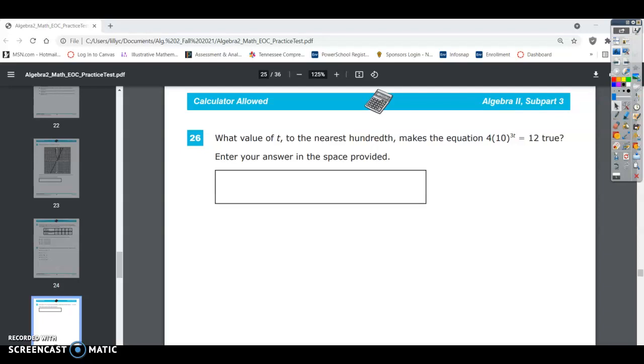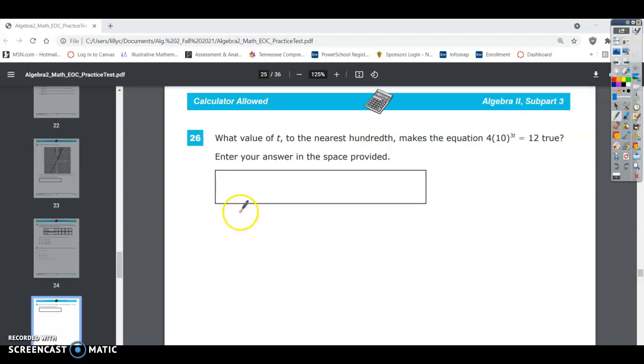Algebra 2, EOC practice test number 26. What value of t to the nearest hundredth makes the equation 4 times 10 raised to the 3t power equals 12 true? Enter your answer in the space provided.